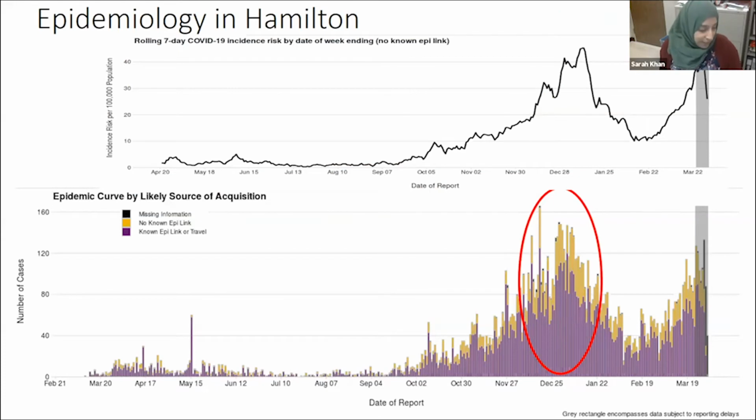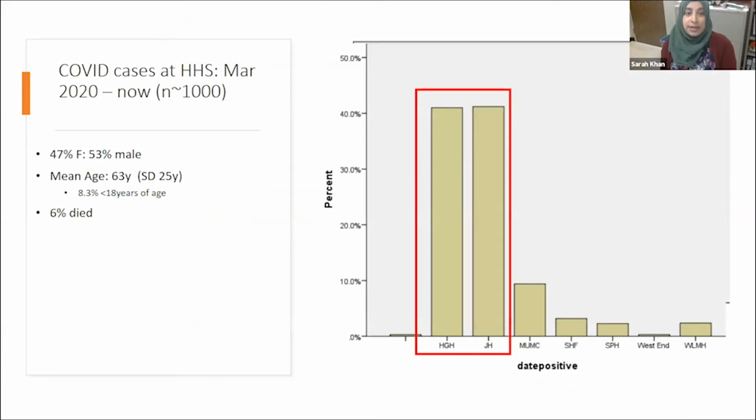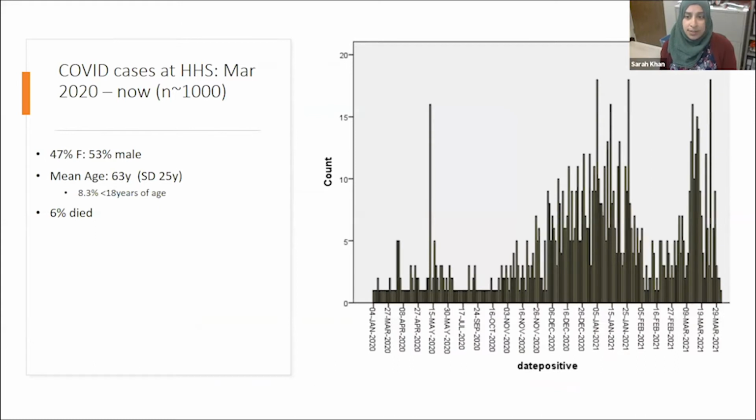So now, in the remaining time, we'll talk more about our Wave 2 experience at the JH and the outbreak that we saw. Just to summarize the COVID cases we've had admitted to hospital, we had about 1,000 over the past year. 6% have passed. The mean age was 63 years, and a very small minority were pediatric patients.